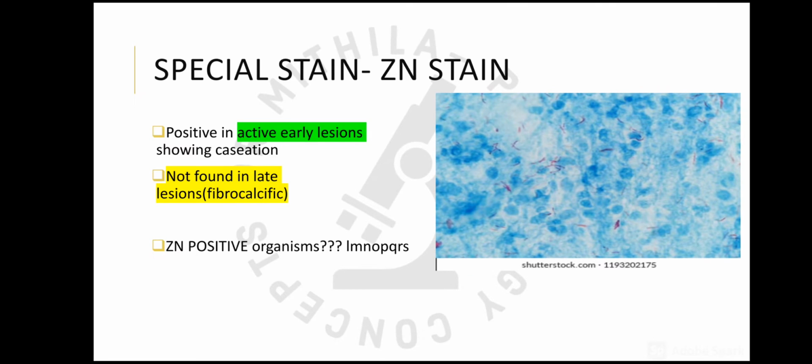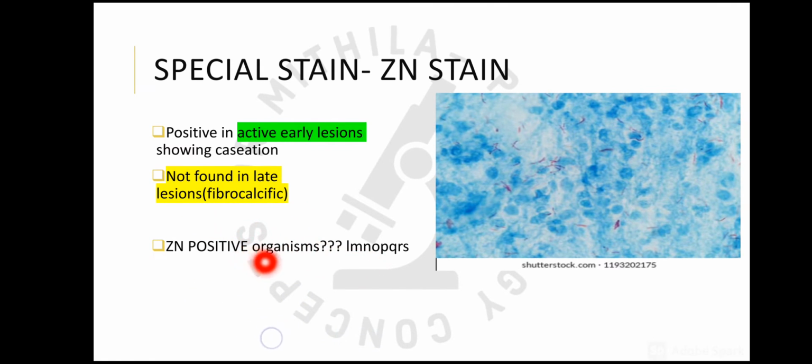Now the Ziehl-Neelsen stain is the special stain. I told you about this in part 1 of the lecture I uploaded. So you should go through all those points, and it is positive in active early lesions which are showing caseation, and they are not seen in the fibrous and calcified lesions.